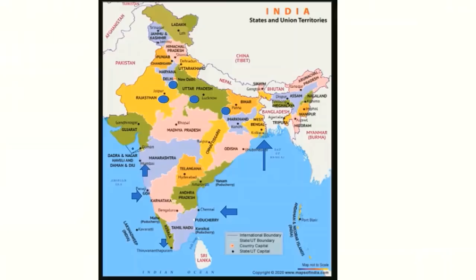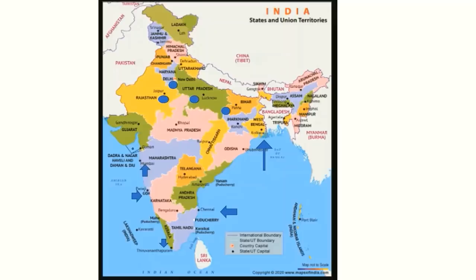As you can see in this map, the arrows which are made in blue color are all showing the places which are situated in the coastal region. And if you have been to these places, I don't think you would have carried your woolen clothes when you went there in the winter season, because the temperature here is generally on a warmer side, and there is not much difference between the summer and winter season. It's all almost the same.